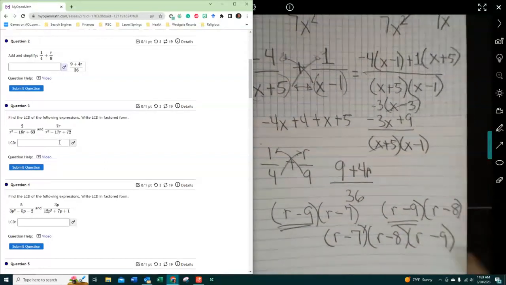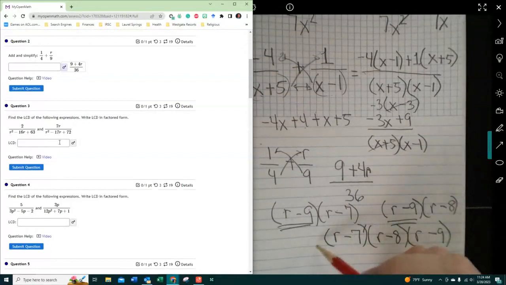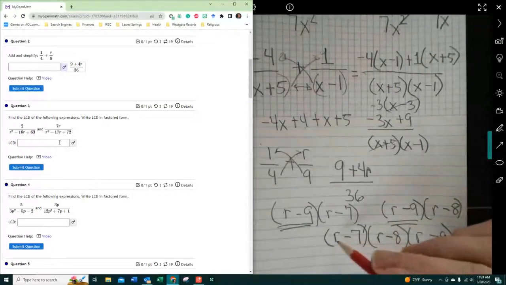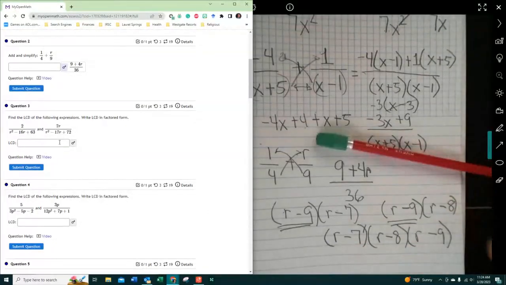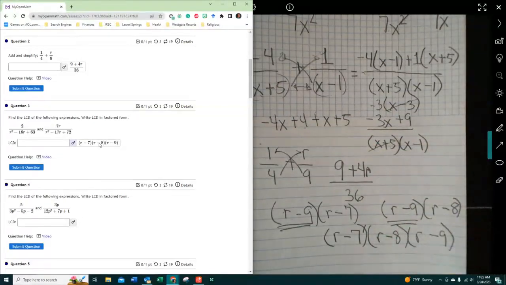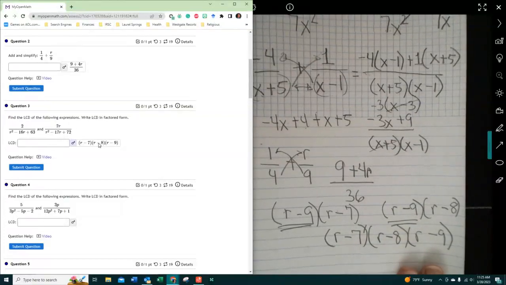And it does not matter how I write this. I can write it like this. I can write the R minus 9 first. I can write it where the R minus 8 is first. It doesn't matter as long as I'm listing all of them. Okay, so that is the LCD. Now let's see what they listed it as. You know what? That is a miracle. I exactly listed it the way they did, which isn't common. It just depends on what side of the bed I wake up on how I write it. It doesn't matter, so it would be the same answer.